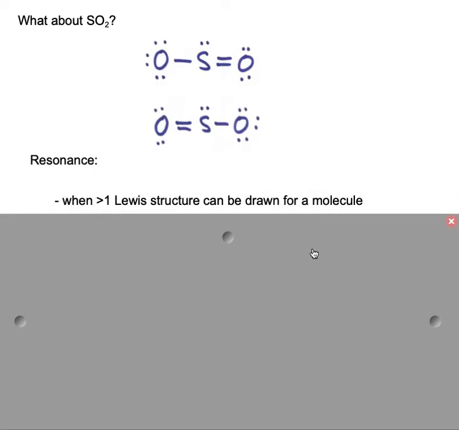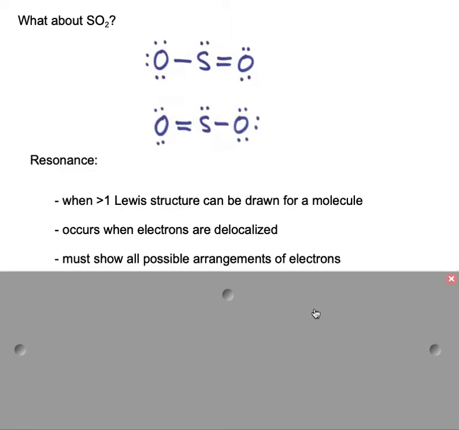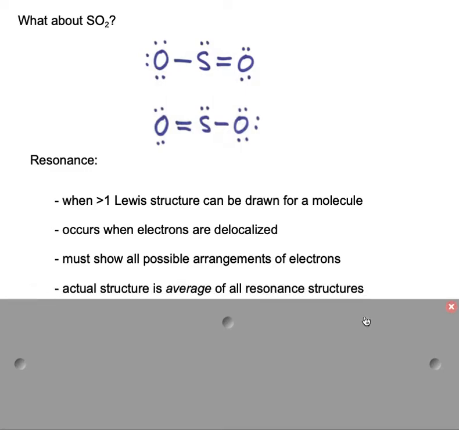Resonance occurs when more than one Lewis structure can be drawn. It occurs when the electrons are delocalized. Okay? So in order to patch the flawed model, we're going to show all possible arrangements of electrons. And keep in mind that the actual structure is not one or the other, but the average of the 2. And you may also recall that our convention is that after drawing our resonance structures, we draw a double-headed arrow to link them together to show that they are in resonance.